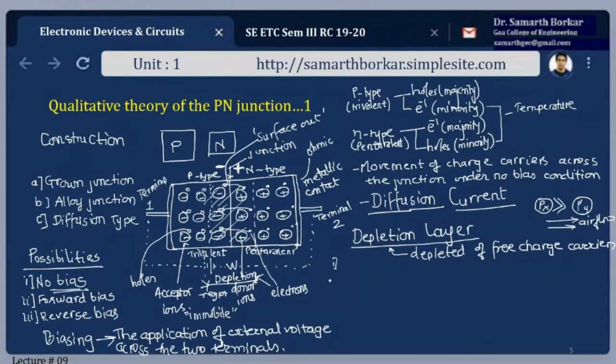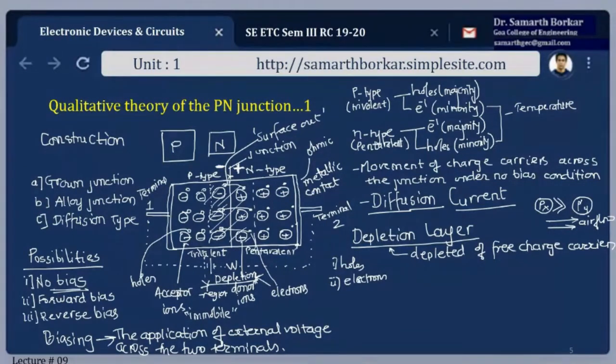The second point, first point we have discussed about the holes. The second point, the free electrons from the N region. So right here, to your right, is the N region. The free electrons from the N region will diffuse into the P region, and these electrons then recombine with the holes. Right? So this is from the electrons' point of view.